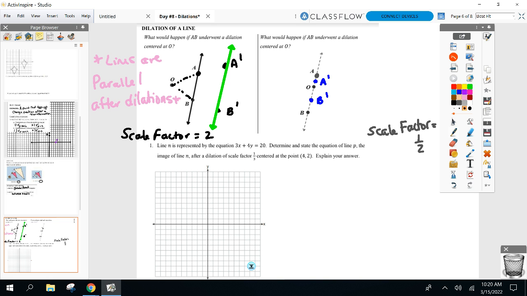So what can you tell me about my new line here? My new line is the same as the original line. Everyone see that? So here's the thing. You got to remember, when you dilate and the center is on the line, it remains the same line. Okay? Remains the same line.